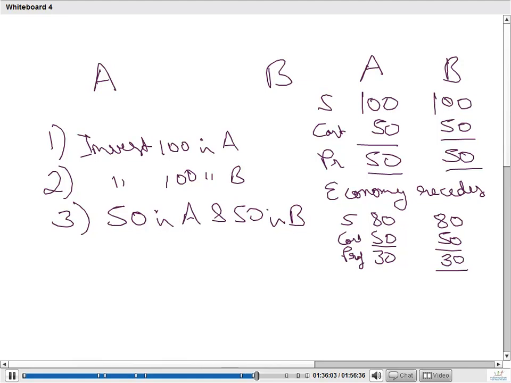Now, in the first case, in a normal economy, what would your return on investment have been in all three cases? Let's assume this 100 is all that is required. So by investing 100, you would own entirely company A or company B. In case 1, what would your return have been in a normal economy?